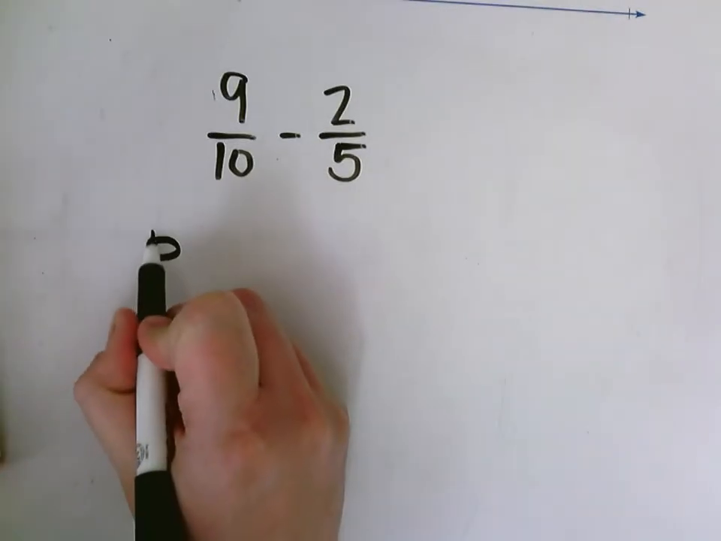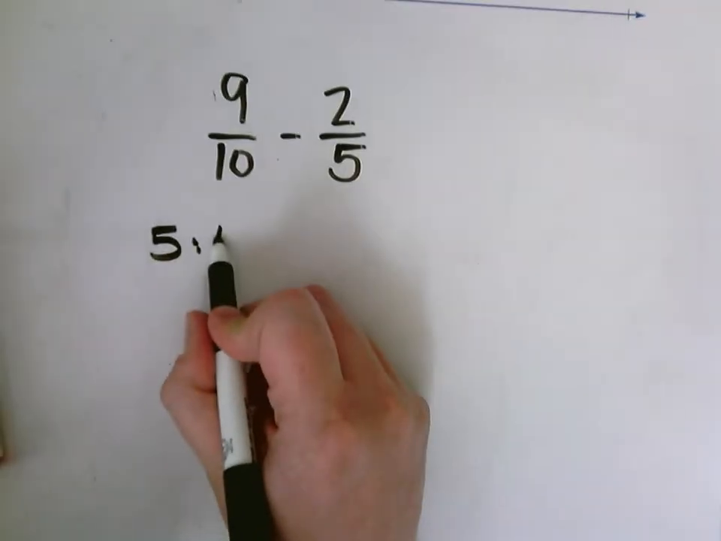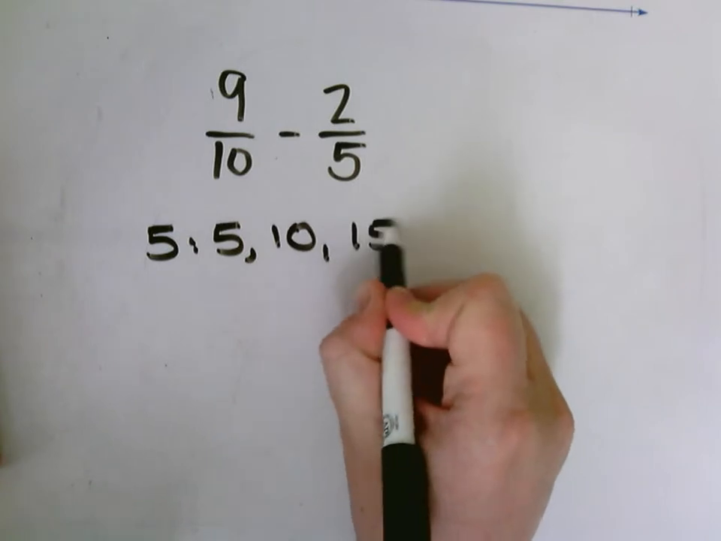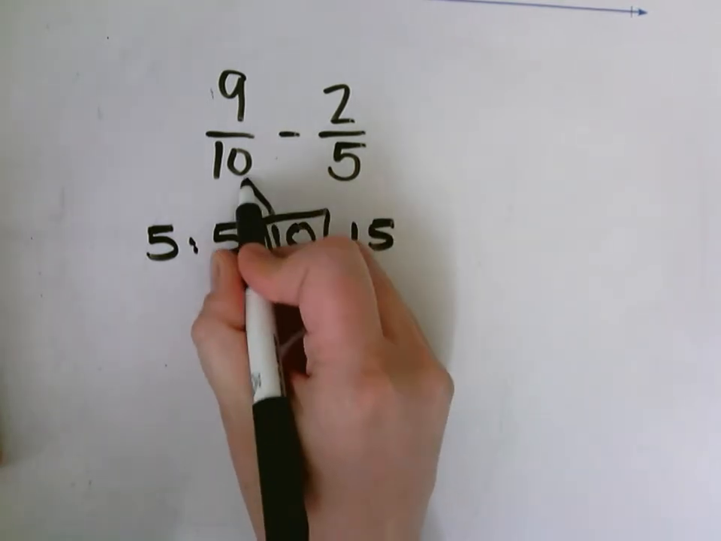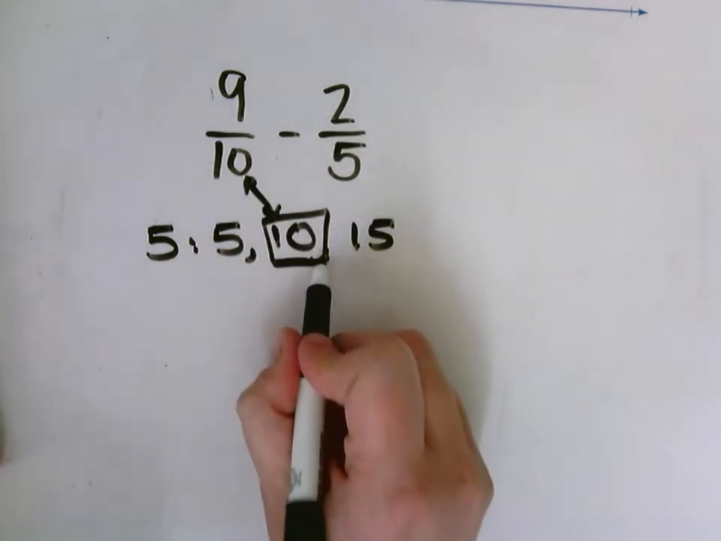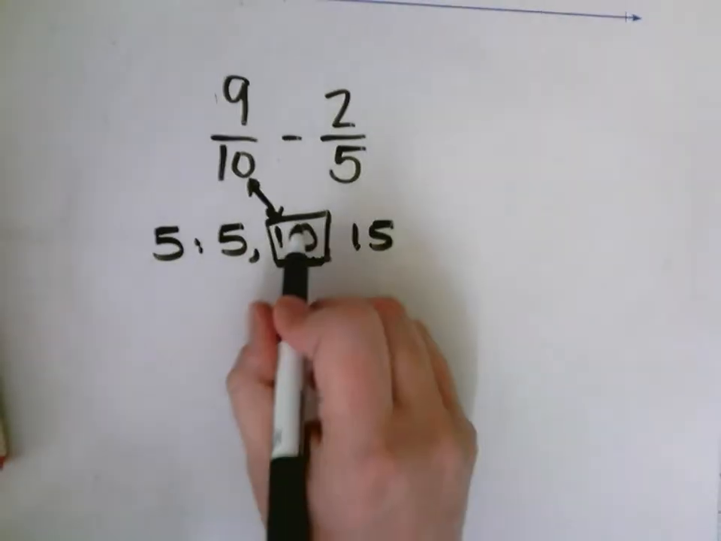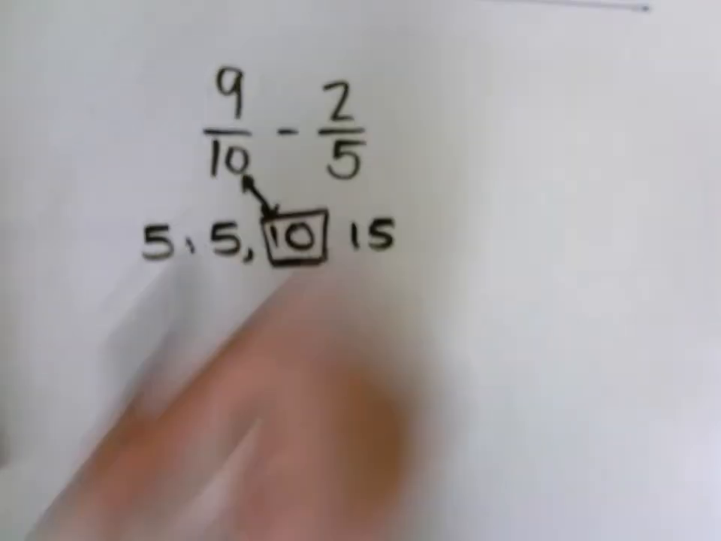First I like to start with a smaller number. I'm going to do my multiples of 5: 5, 10, 15. I can stop right here. There's a 10. 10 is my other denominator. I'm going to use 10 as my least common multiple and my least common denominator. I already have a 10 in this list. 9/10 is already written with the 10.